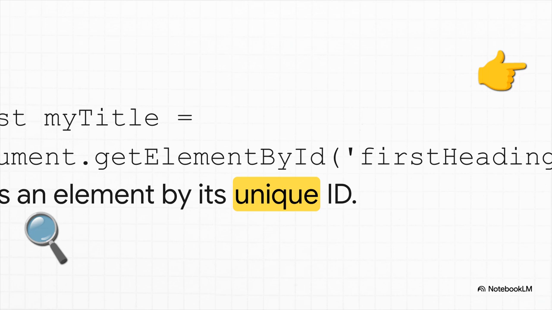All right, our first spell is all about finding something. With this command, we're basically telling JavaScript, hey, go into that big DOM model and find me the specific element that has the ID first heading. And just like that, we've grabbed a reference to it. We're now holding it in our hand, so to speak.